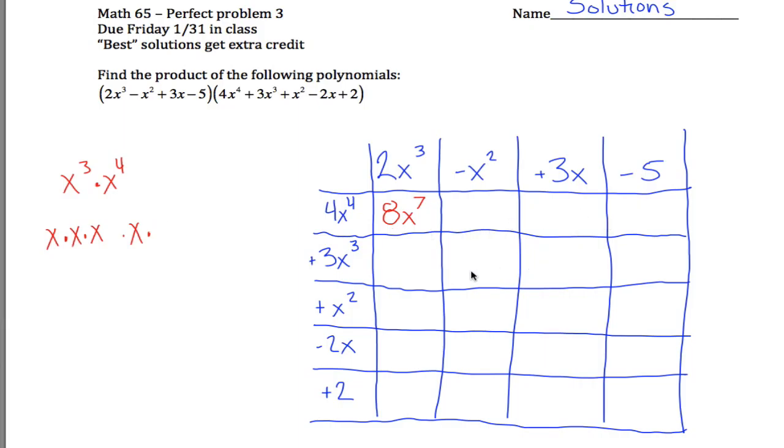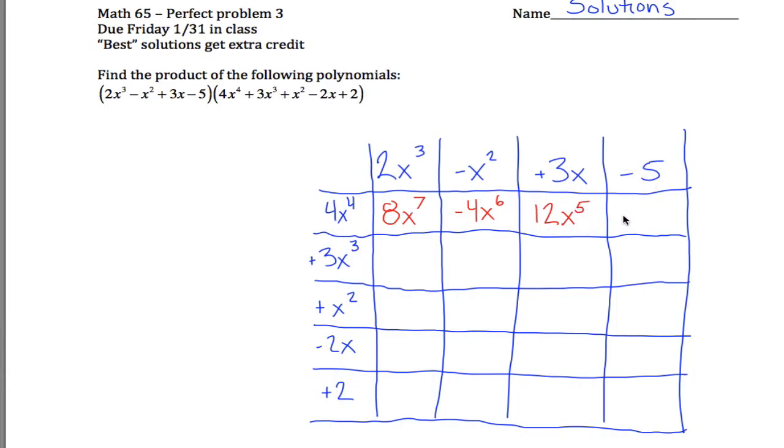So you continue in that fashion. I'll do the remaining 19 a little bit quicker so this video is not 10 hours long. We got to multiply 4x to the 4th times negative x squared. Well, 4 times negative 1 is negative 4. x to the 4th times x squared is x to the 6th. 4x to the 4th times 3x cubed. 4 times 3 is 12. x to the 4th times x to the 1 power, you could think about this, is x to the 5th.